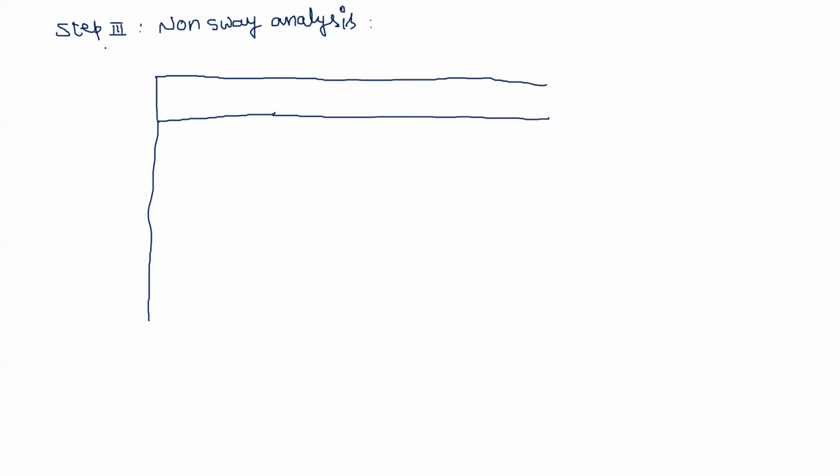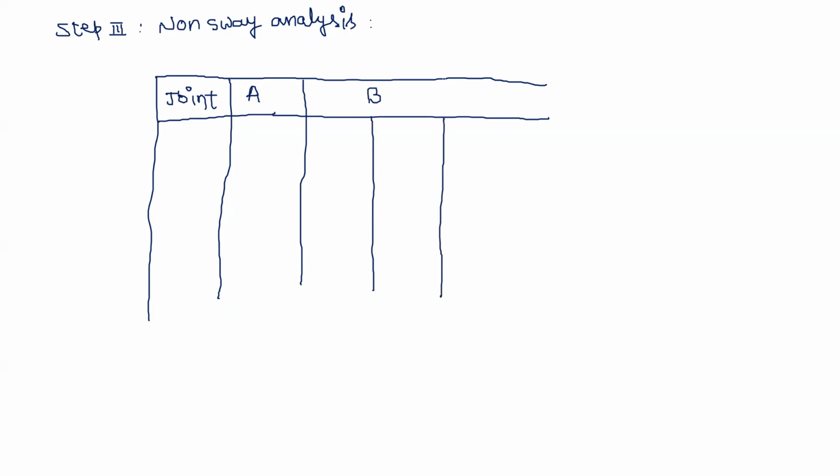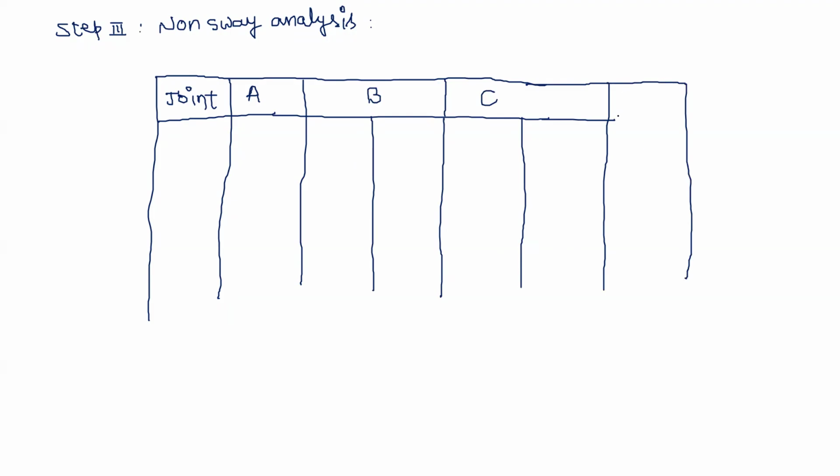So we have four joints. So we have joint A, then we have joint B. At joint B, we have two members. So member BA, member BC. Then we have joint C. At joint C, again we have two members, CB and CD. And then we have joint D. And at joint D, we have only one member. So we have member AB, then we have BA, BC, then we have CB, then CD, and then we have DC. Then we have fixed end moments.